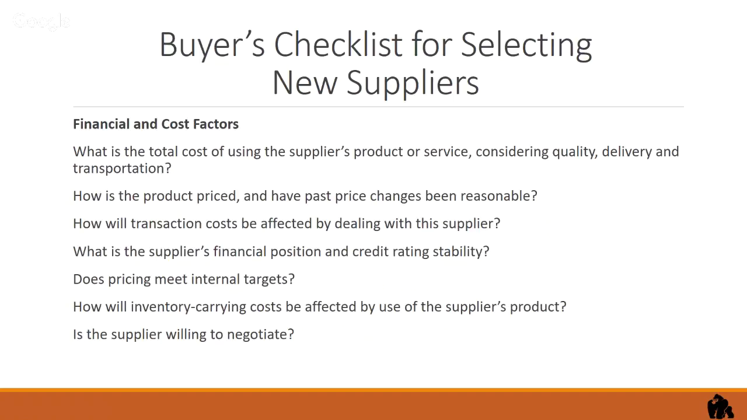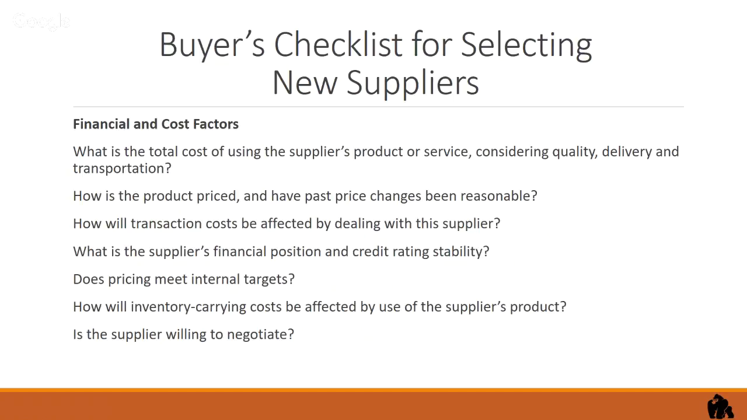Financial and cost factors you need to be looking at as well. What is the total cost of using a supplier's product or service, considering quality, delivery, and transportation? All of these are part of your communication. These are questions you should be asking. Okay. How is the product priced? Make sure it's transparent. Make sure you understand each of that. If it's built up of a number of different components, make sure you understand where each of the pricing is built into each of those components.